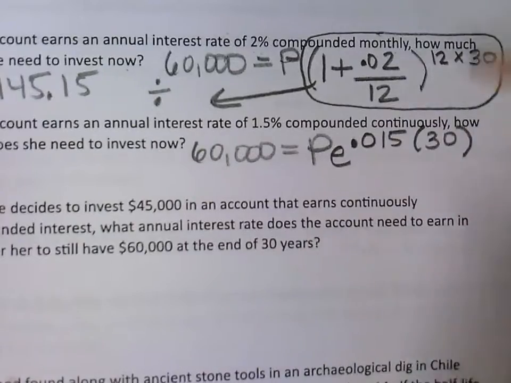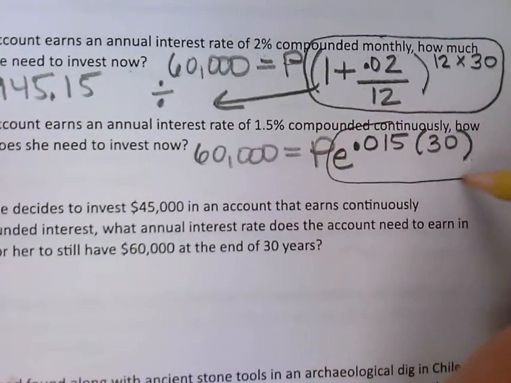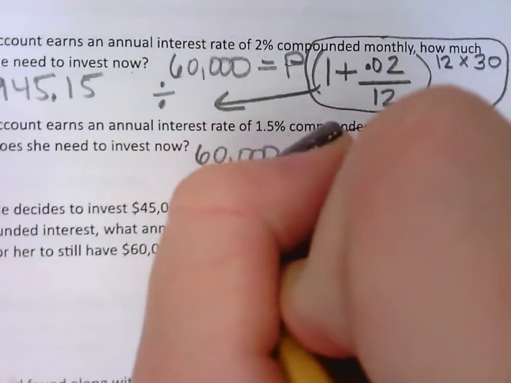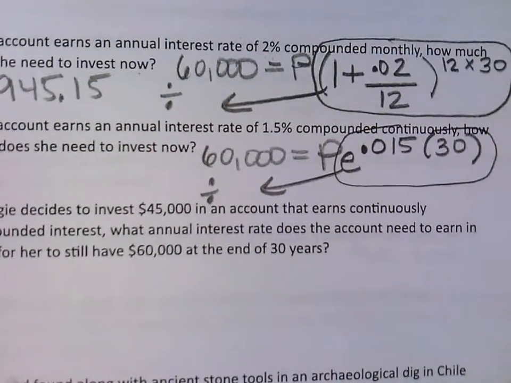So again, this is just a number, right? e to that power is a number that you can actually divide to the other side of the equation after you evaluate it. e to the 0.015 times 30.